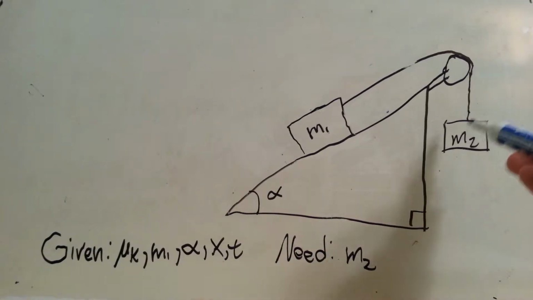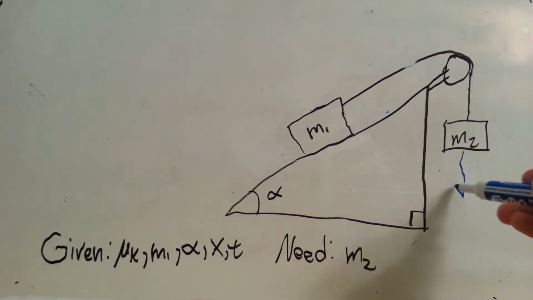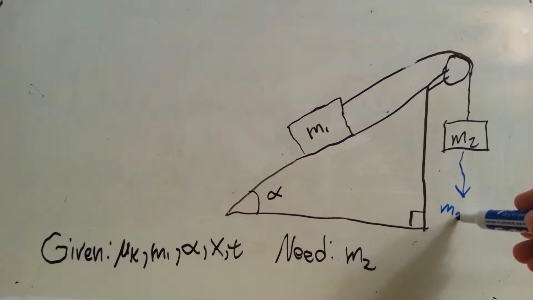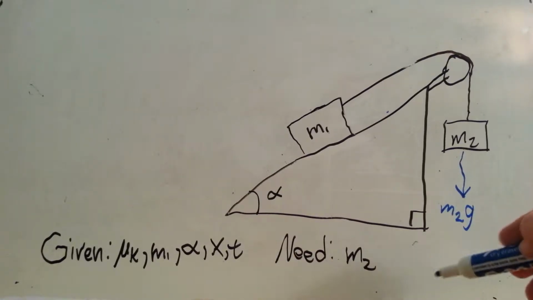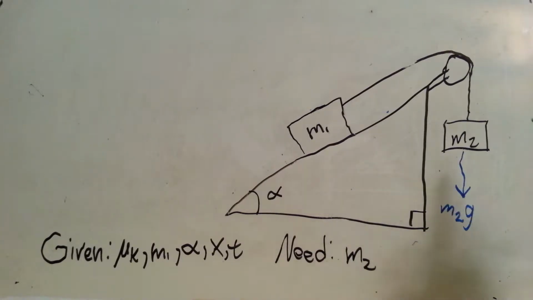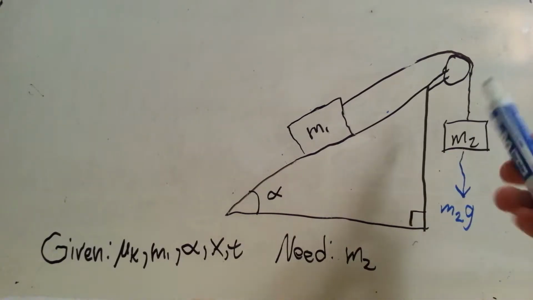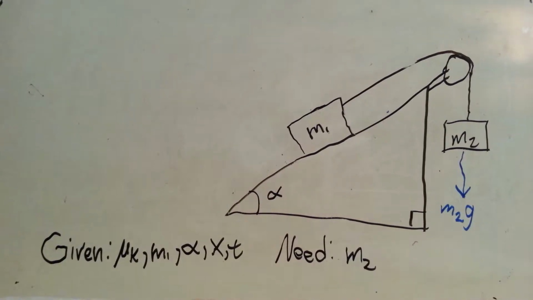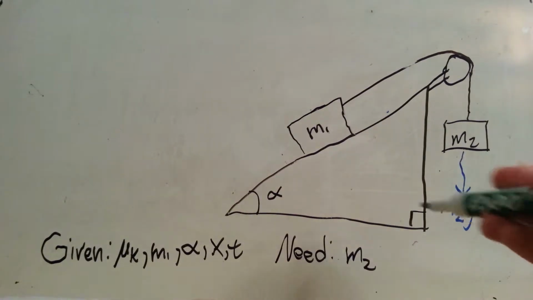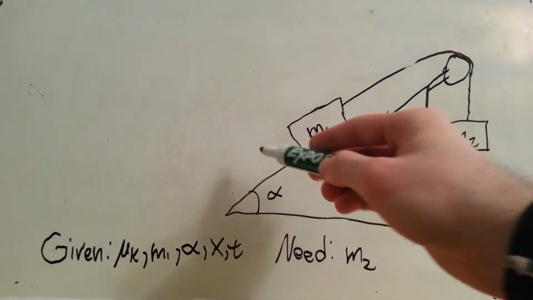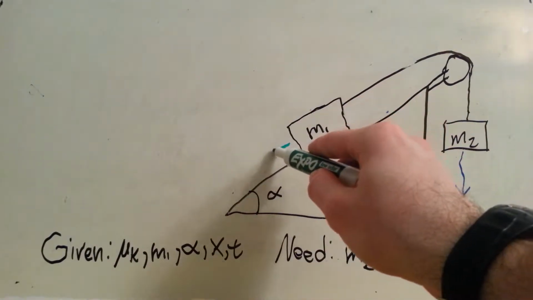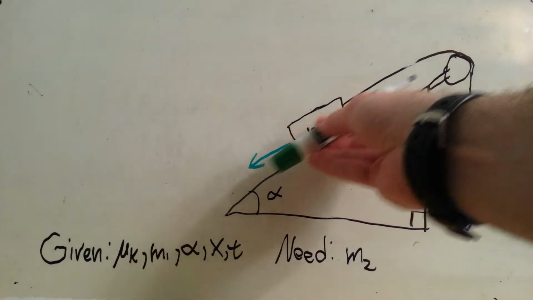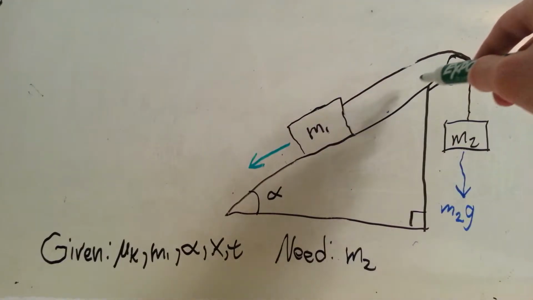So, what do we know? We know this is falling, and this is straight down. So we know the force of gravity on this object is m2 times g. If this is falling, then this is going up the ramp. If that's going up the ramp, and there's friction, which there is, so we have the friction coefficient, then the friction is going in this direction, right? Because this is falling, which is pulling this up, so friction resists this force.